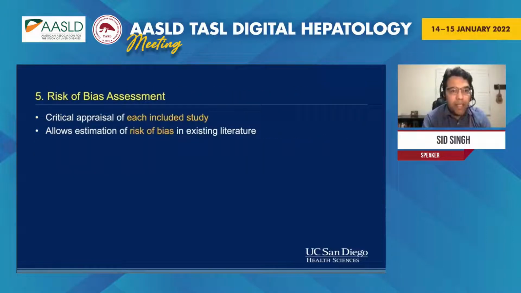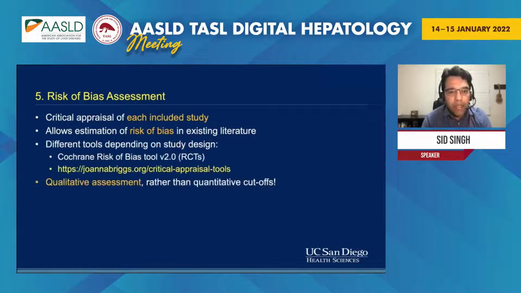The next step in a systematic review is risk of bias assessment. This implies a critical appraisal of each included study and allows us to estimate the overall risk of bias in the existing evidence and literature. There may be different tools that are used for appraising the risk of bias depending on the study design.